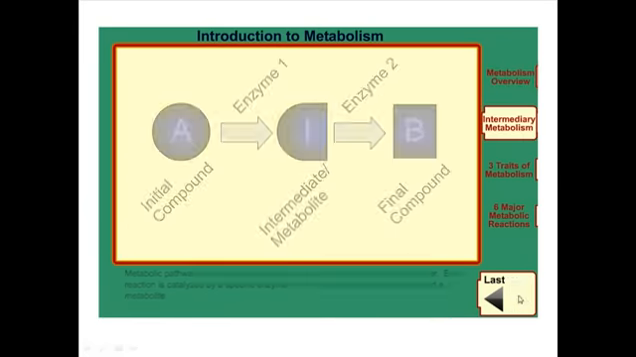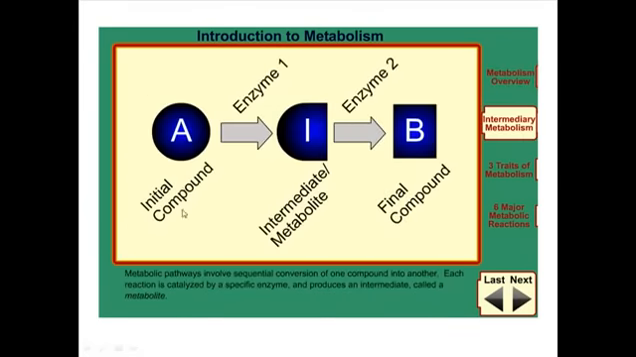Now let's talk about intermediary metabolism. Here we have the initial compound, this is A, and the final compound, which is B. To convert one compound to another, we need what is called an enzyme. So what are those enzymes? Enzymes are really important characters in the field of metabolism. They are the key players in this case.